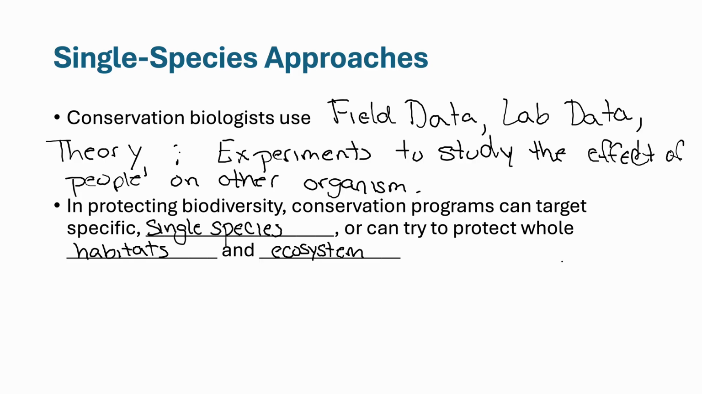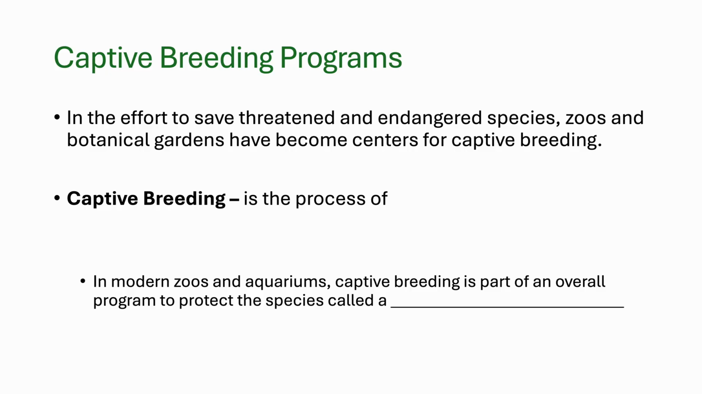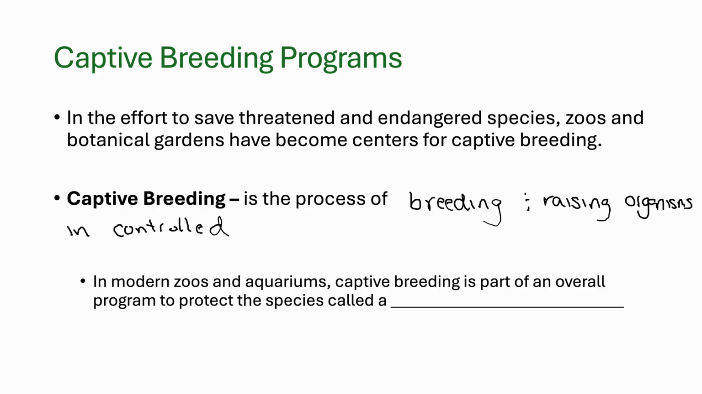Now, one of the single species type approaches is the captive breeding program. In the effort to save threatened and endangered species, zoos and botanical gardens have become centers for captive breeding. Captive breeding is the process of breeding and raising organisms in a controlled condition. Again, we are breeding and then raising these organisms in a controlled condition, making sure everything is okay.